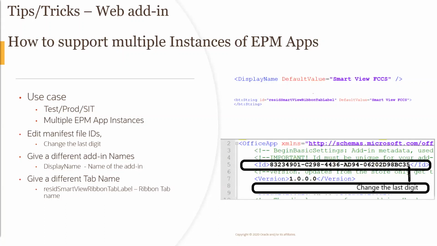The next one is how your users are going to see it when you deploy this. You can change the display name to something else, for example SmartView PBCS, SmartView PBCS test, or production. The third item is the name of the add-in that you see when the user loads it. This is the ribbon name. So if you make a copy, change these parameters, and of course change the URL where this is pointing to, and redeploy, you will be able to use multiple instances along with Office 365.